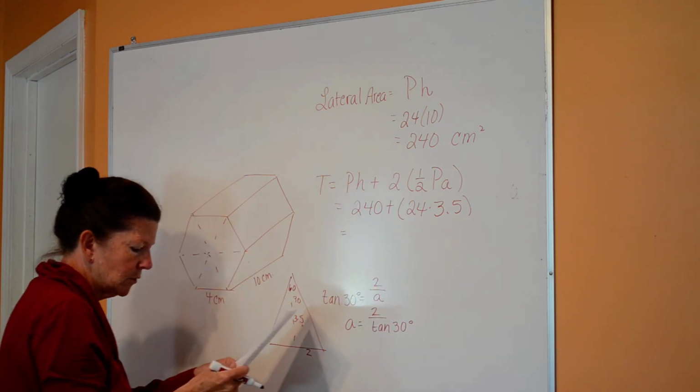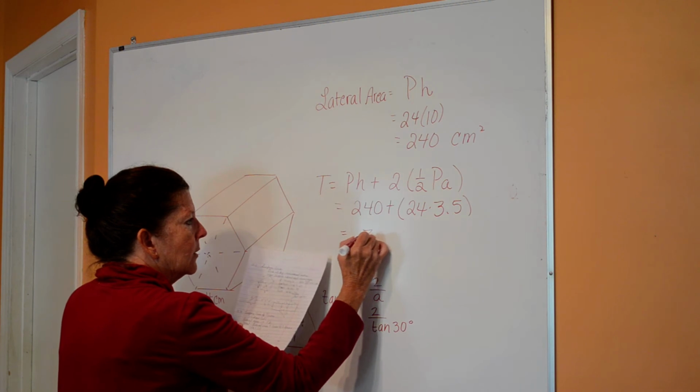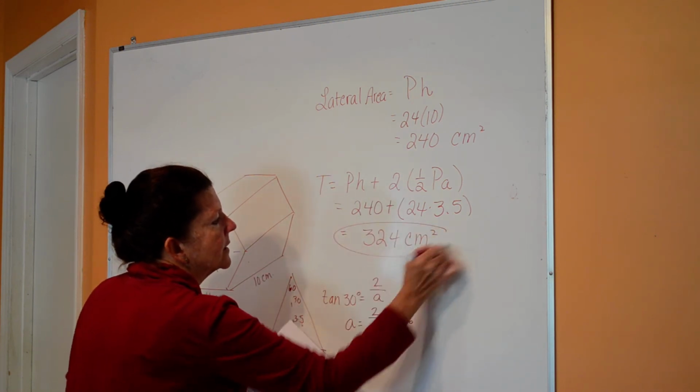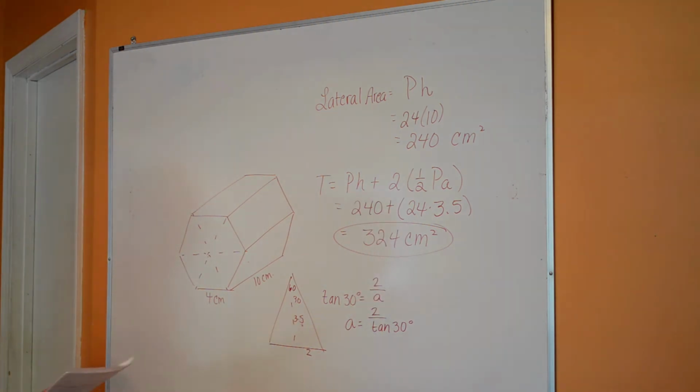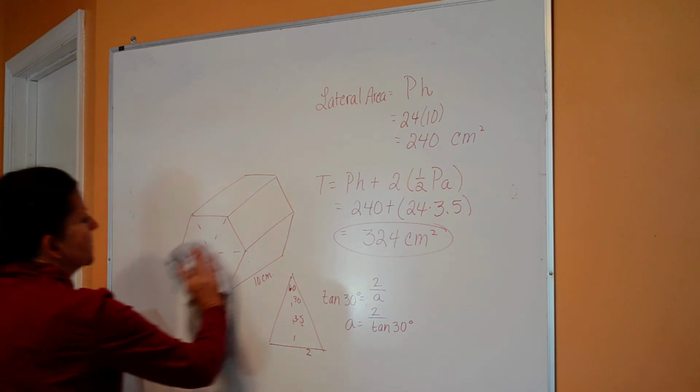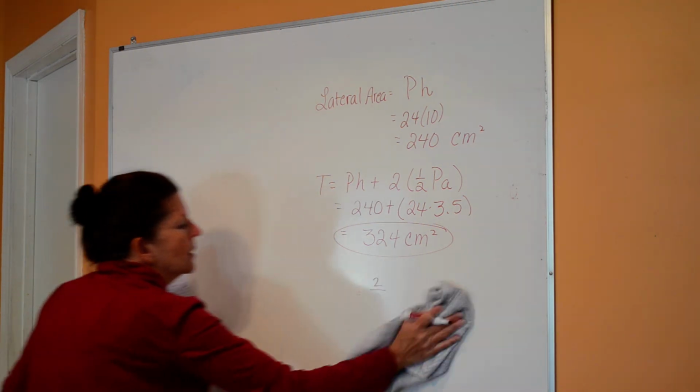Otherwise your calculator won't do it right. And that's going to give me 324 centimeters squared. And that's going to be my total surface area. All right, then we talked about, and things got a little bit easier at this point, we talked about cylinders.